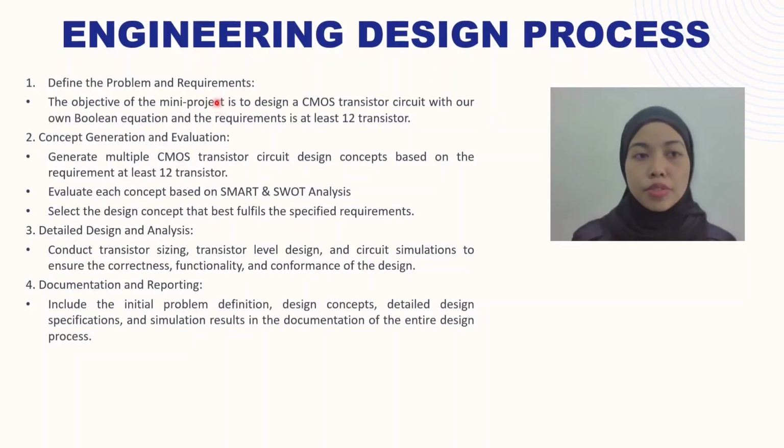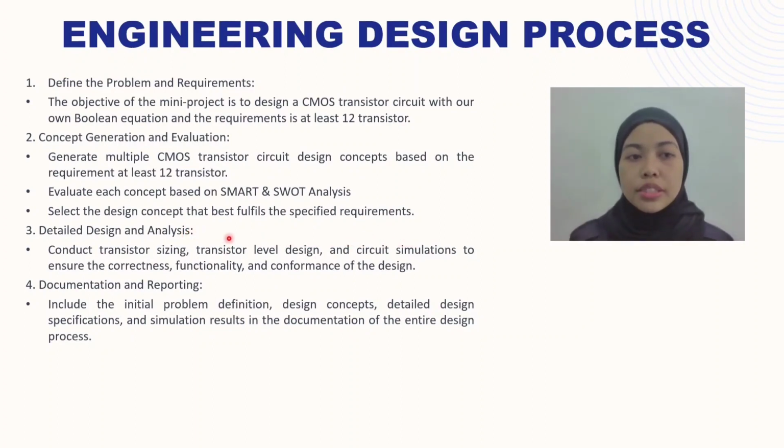So this is the first, define the problem and requirement. The objective of the mini project is to design a CMOS transistor circuit with our own Boolean equation. And the requirement is at least 12 transistors. Next is concept generation and evaluation. We have to generate multiple CMOS transistor circuit design concepts based on the requirement of at least 12 transistors. We have to evaluate each concept based on the SMART and SWOT analysis. Next, we select the design concept that best fulfills the specified requirement.